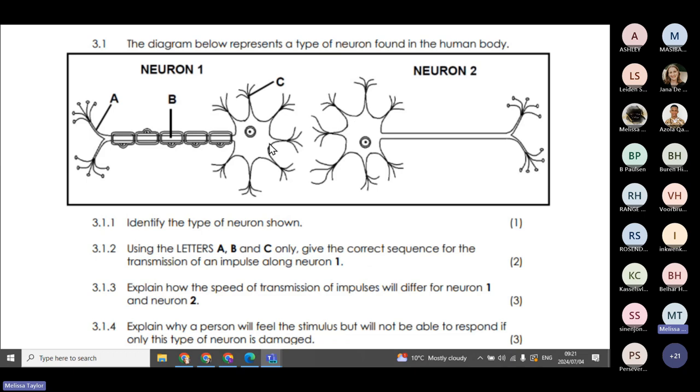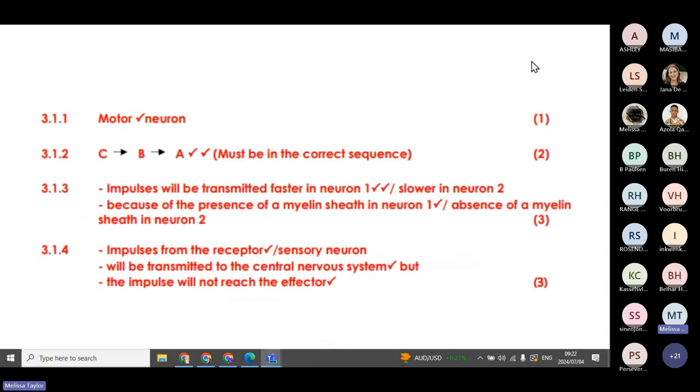So when the motor neuron is damaged, the impulse can't reach the muscle, but the sensory neuron is still taking the impulse to the spinal cord. So the stimulus is still going to be felt. It's just not going to be able to be responded to.